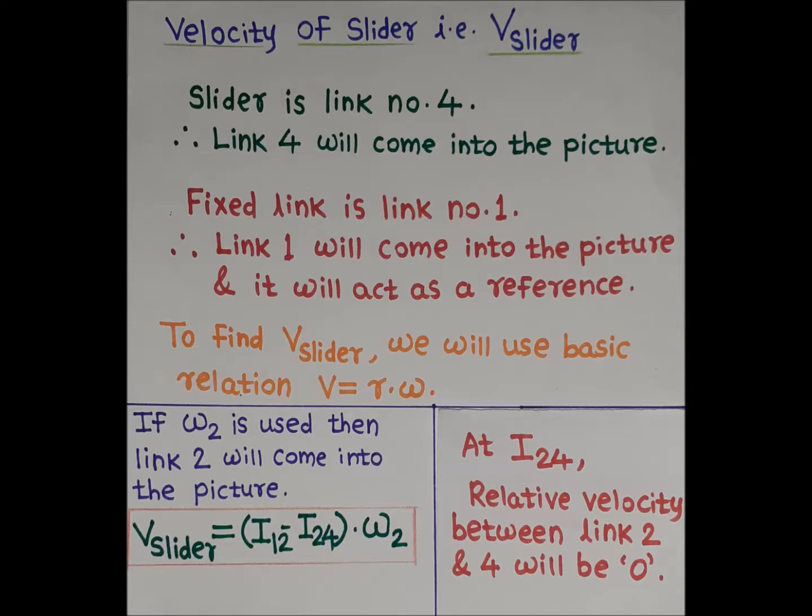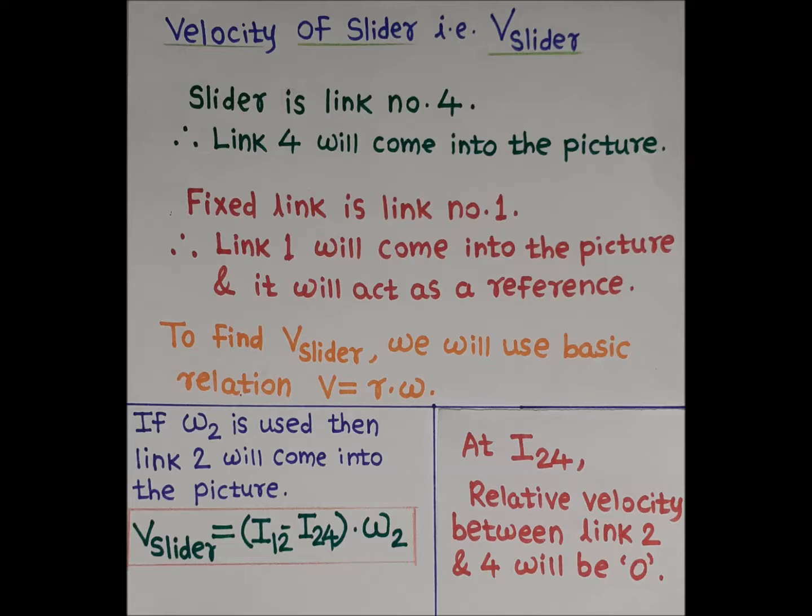At I24, the relative velocity or relative motion between link 2 and 4 will be 0. Hence, I24 can lie either on body 2 or body 4, and still at I24, the velocity will be the same. Hence, we will have the relation V slider is equal to I12 I24, that is the distance between I12 and I24, multiplied by omega 2.